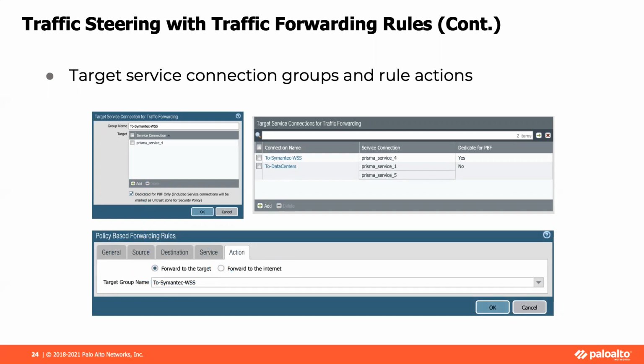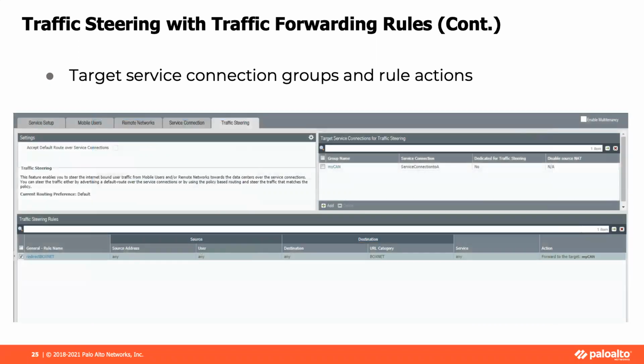Now, of course, the default is going to be sent out to the internet. So really the idea of these traffic steering rules is when I don't want to go directly to the internet, then I create a traffic steering rule to do that. And we're going to see that as a separate tab for traffic steering, where we set up all this information.